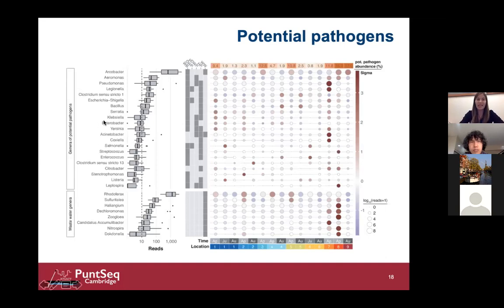So what we did is we chose genera that are known to be potential pathogens, or to include a lot of pathogenic species. And you see that we have the different genera here. Here we have the number of reads that we got across all the locations. And here we have the sort of pathogen that these bacteria are classified as. So we have waterborne bacterial diseases.